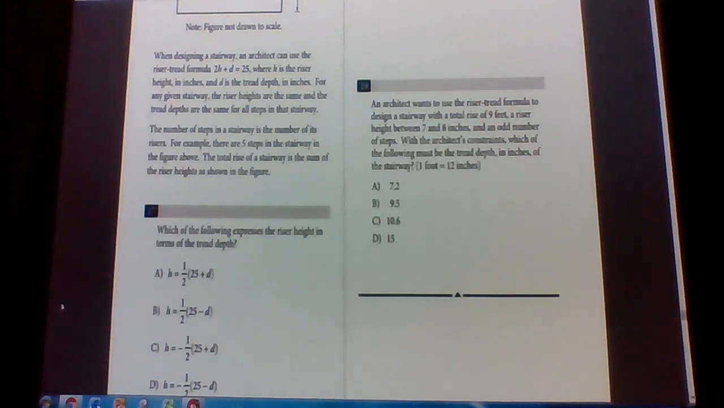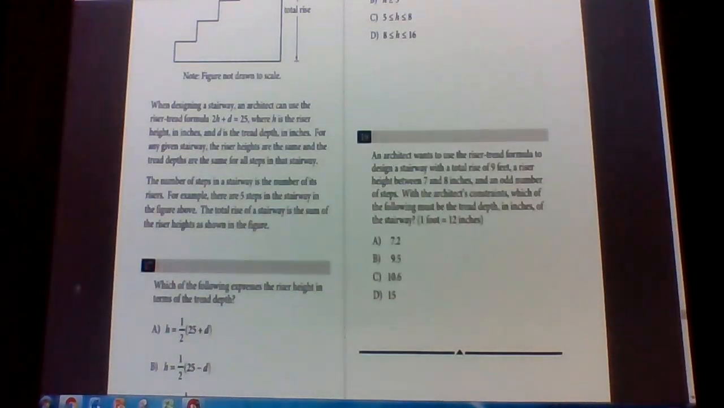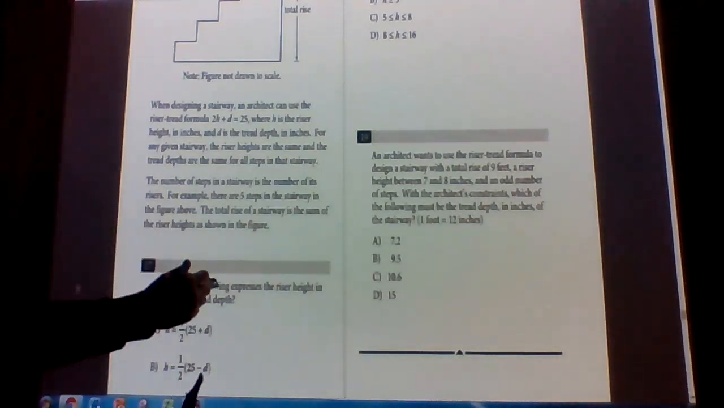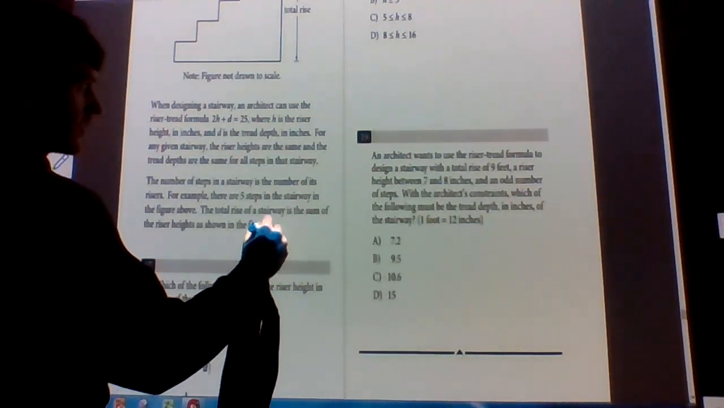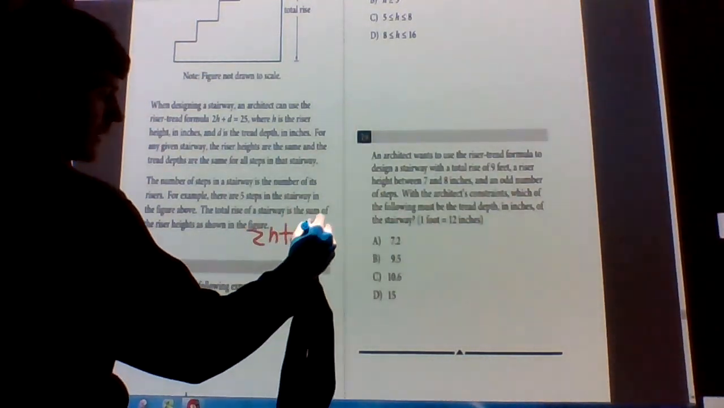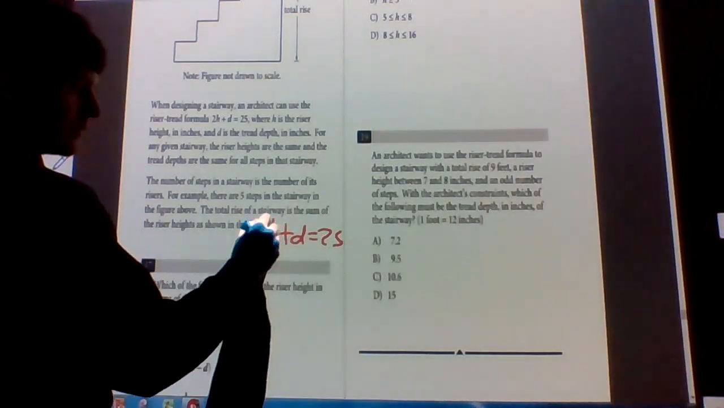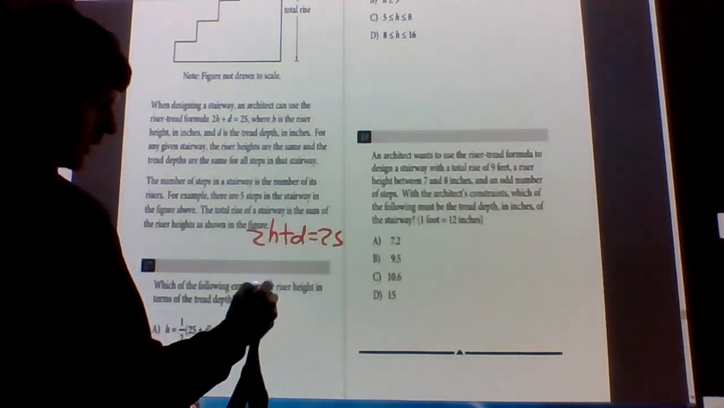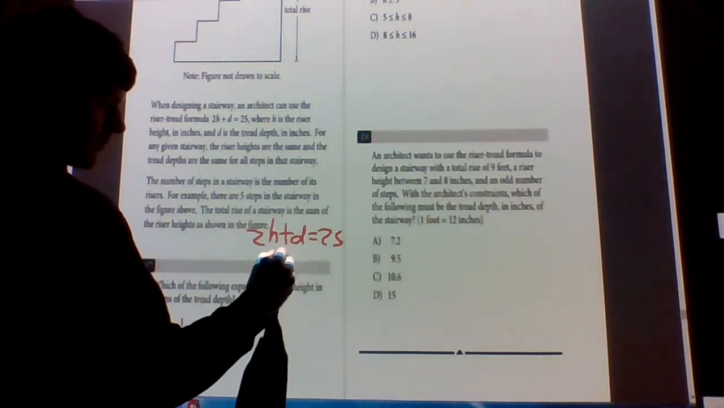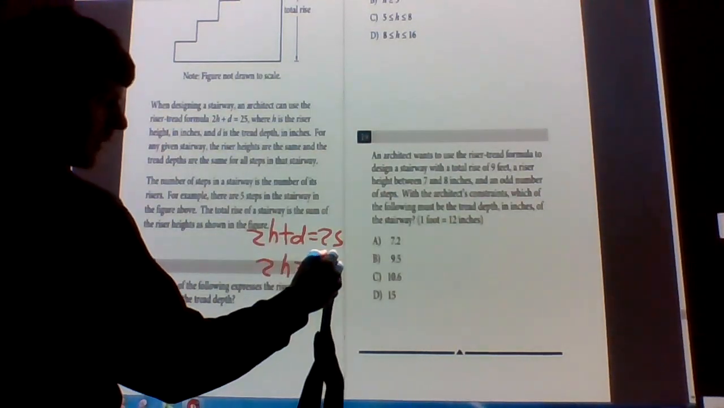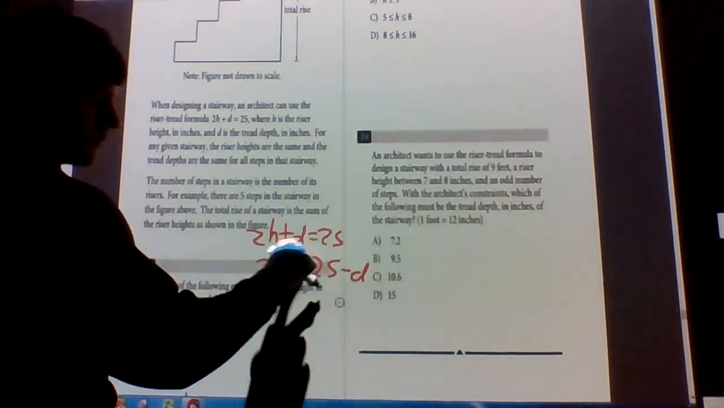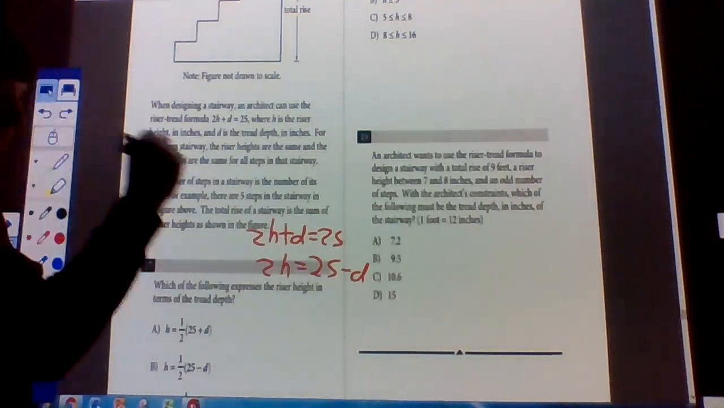Which of the following expresses the riser height in terms of tread depth? So we basically just have to rearrange this. We have 2h plus d equals 25, and we just want to get h by itself, so we need to subtract d from both sides, so you end up with 2h equals 25 minus d, and then we can divide by 2.